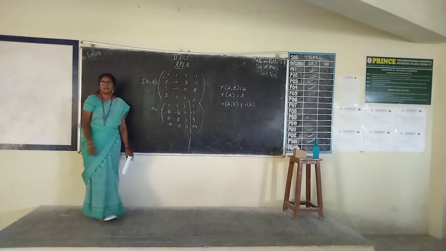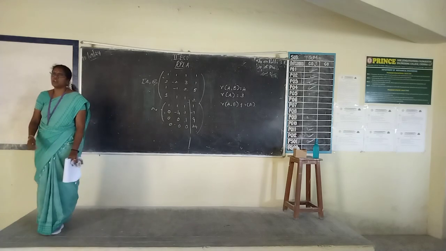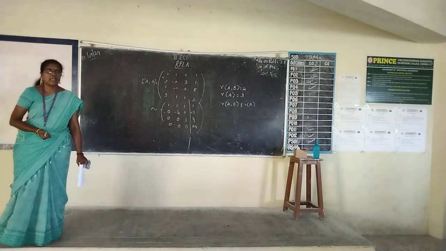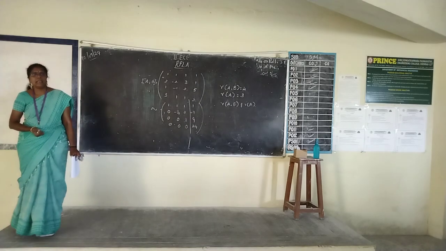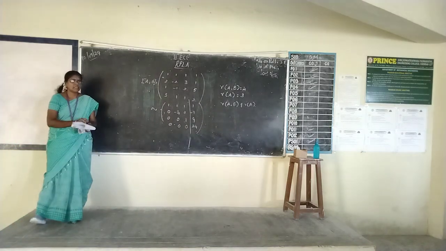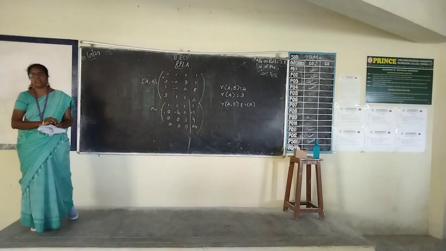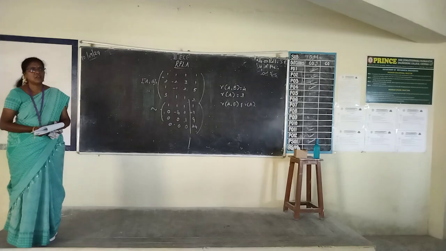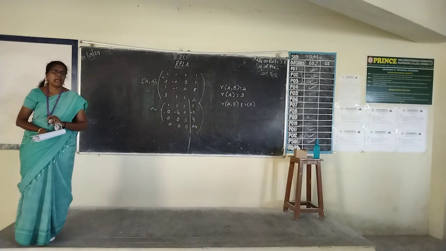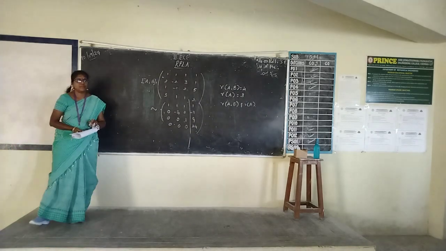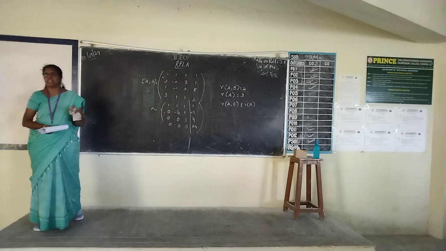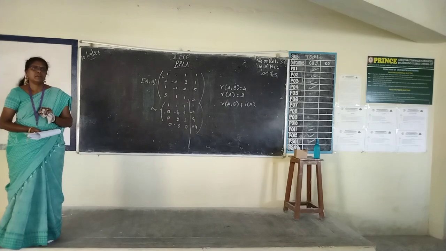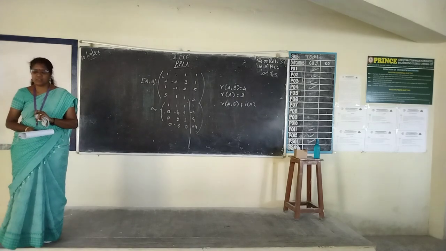Hence, rank of [A, B] is not equal to rank of A. Hence, the system is inconsistent and has no solution. Okay, that's all. No need to find x, y, z because it does not have a solution. Is it clear now? Yes. Next one.